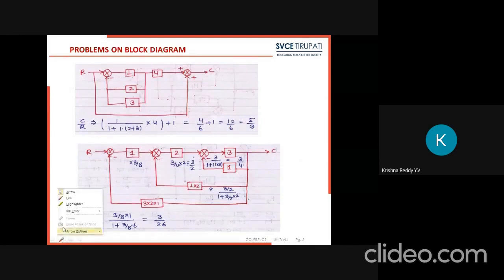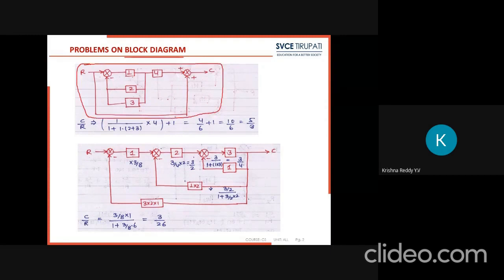Now we can see some problems. Here, calculate the transfer function of this block diagram. It is equal to C divided by R. Transfer function is nothing but output divided by input.